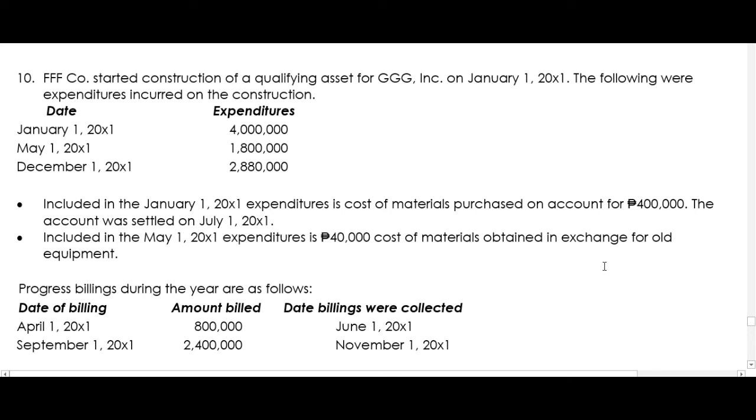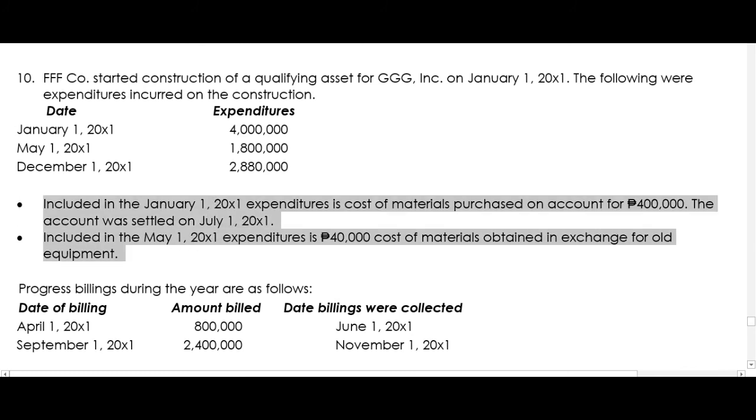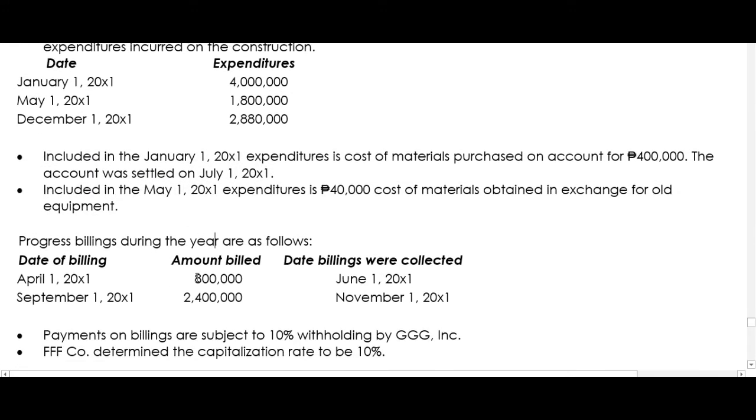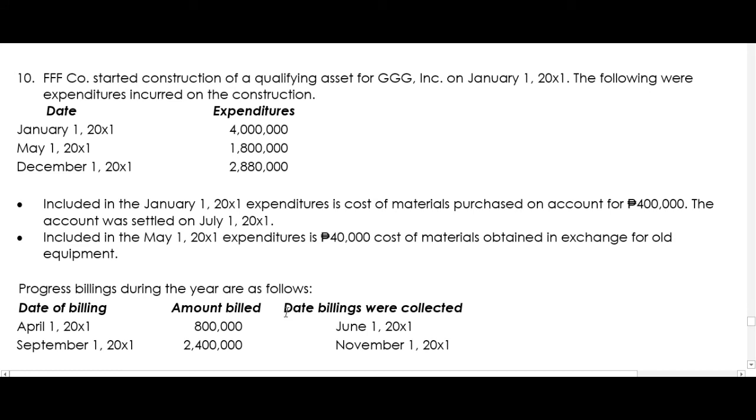Yan. Next. Question number 10. Okay? So, FFF company started construction of a qualifying asset for GGG Incorporated on January 1, 20X1. The following were expenditures incurred on the construction. So, may nagastos na January, May, at saka December. Tapos may mga additional na details dito. Also, meron din tayong progress billings. Okay, ito na yung application natin ng problem wherein paano kapag may progress billings at meron tayong mga gastos that was incurred as a result of the progress billings. Okay? So, basahin lang natin in detail.